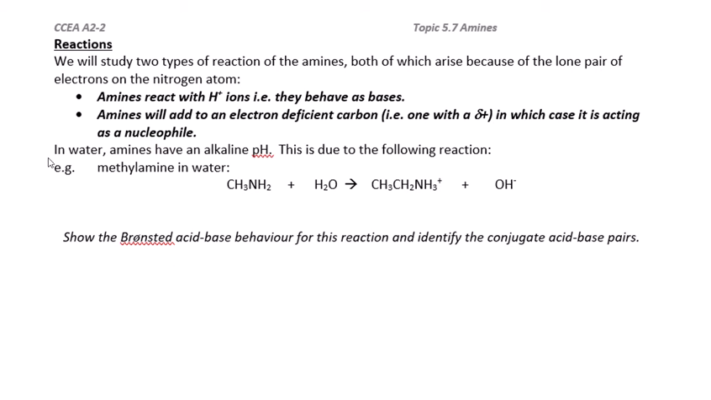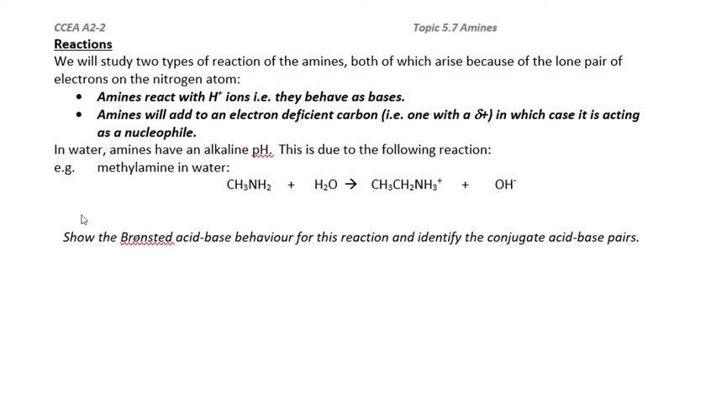Now, as far as the basic nature is concerned, in water amines have an alkaline pH, and this is due to the reaction with water. In the first part of your core notes, we showed briefly the idea that that NH2 has got a lone pair of electrons and therefore can take an H+ off the water. What that'll leave is an excess of OH- in solution, and that would be an alkaline solution. You are expected to show the Bronsted acid-base behavior of this, so if you want to pause and then try and assign Bronsted acid-base and then the conjugate acid-base pairs to those, you could do so.